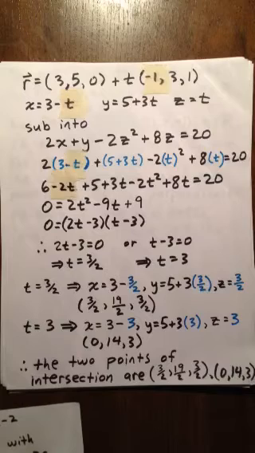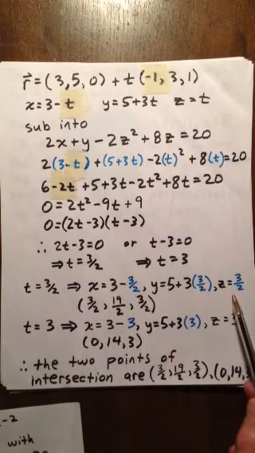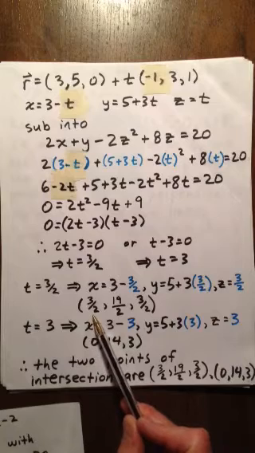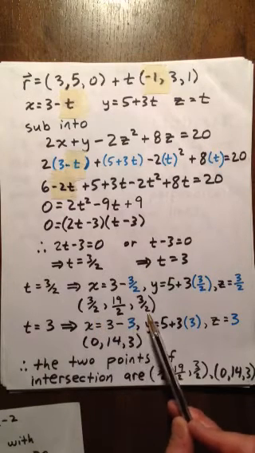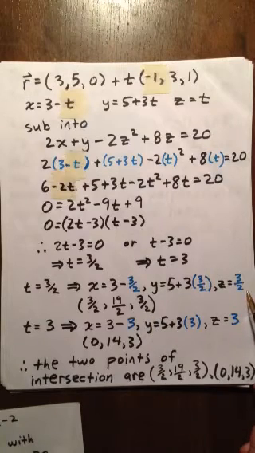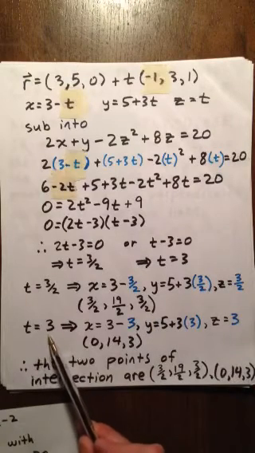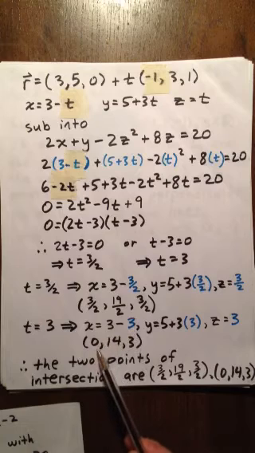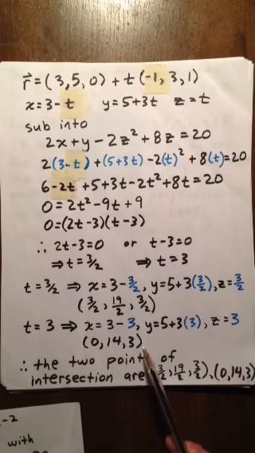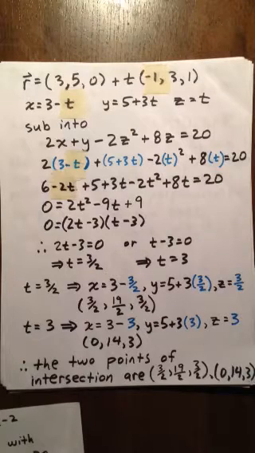And once we know the values of t that satisfy the condition of intersecting with the surface, we can simply find out the values of the points. We get an x-coordinate of 3/2, y is 19/2, and z is 3/2 at one of the points. And at the other point, the one where t is equal to 3, we get an x-coordinate of 0, a y-coordinate of 14, and a z-coordinate of 3. And so we've got 2 points of intersection.